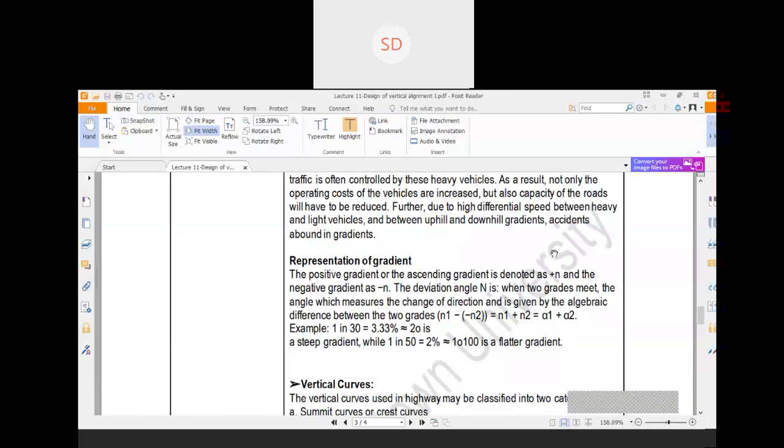So the next question is how we represent the gradient. Suppose there is a gradient. How do you measure or represent the gradient, whether it is an uphill gradient or a downhill gradient, and what is the percentage of that gradient?